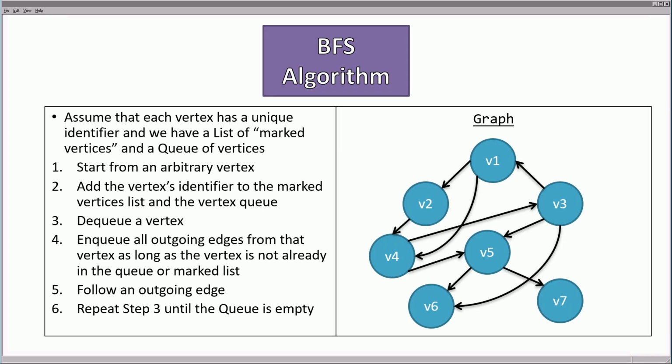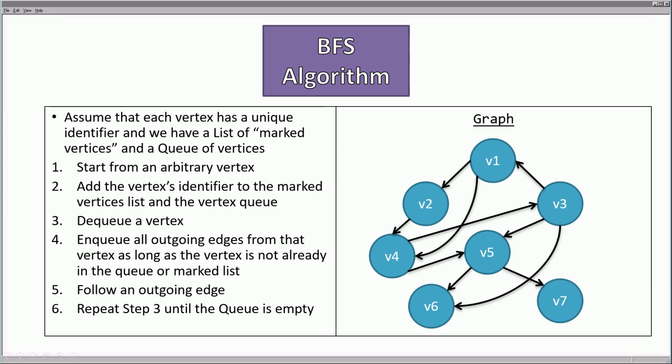Now the other traversal algorithm is called breadth first search, and this works like the tree version of it as well. Now what we're going to do is assume that each vertex once again has some sort of unique identifier. We also have that list of marked vertices, and also we keep track of a queue of vertices. The way that breadth first search works is we add each one of the neighbors to this queue and then process them in first in, first out order until we've exhausted all of the elements in the queue. In other words, we've traversed the breadth first before going any deeper in the graph.